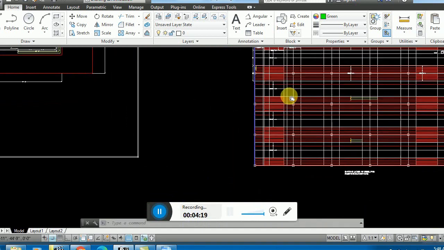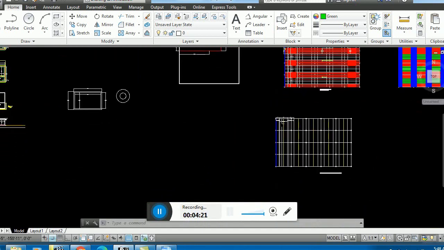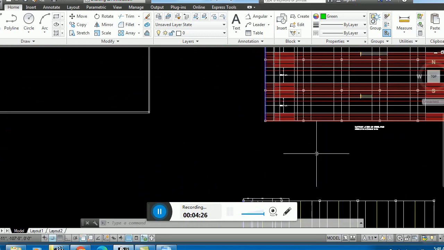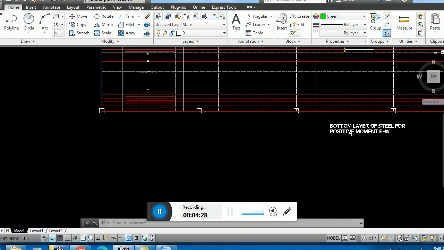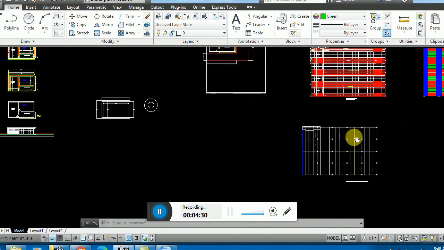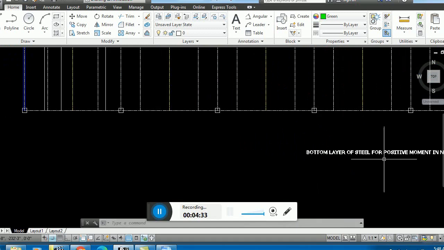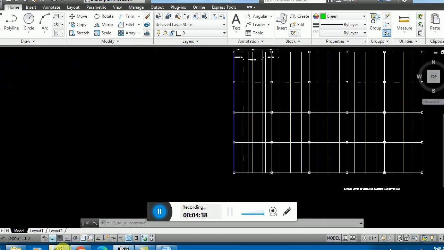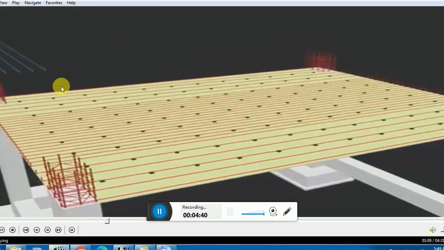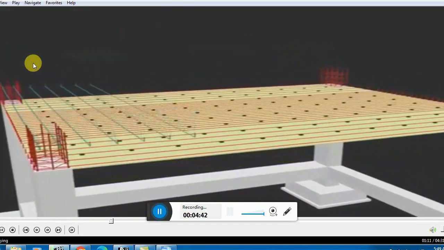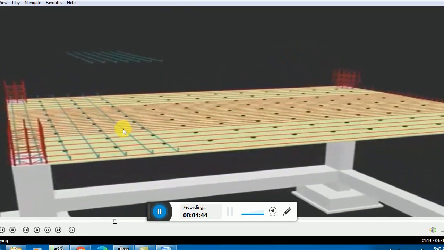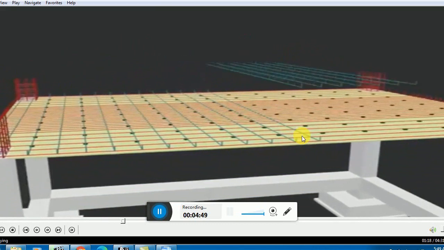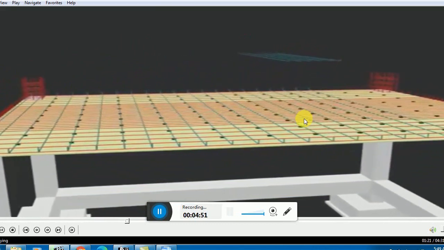And again in the transverse direction, now you will see in this video the detailing of reinforcement provided in the transverse direction. Remember, here you see the bottom layer of steel for positive moment in the east west direction, and here you see the bottom layer of steel for positive moment in the north south direction. So let us see in this video. You see these are the bars which they are providing for the north south direction, or transverse direction.